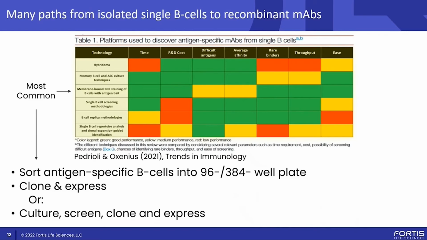But if we look at the most commonly applied single B cell technology, that involves sorting antigen-specific B cells into 96 or 384 well plates, growing those, screening the output of those cells, the antibodies, for suitability for an application, and then cloning and expressing the recombinant antibody.